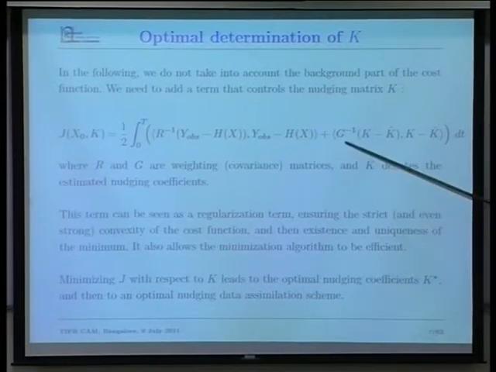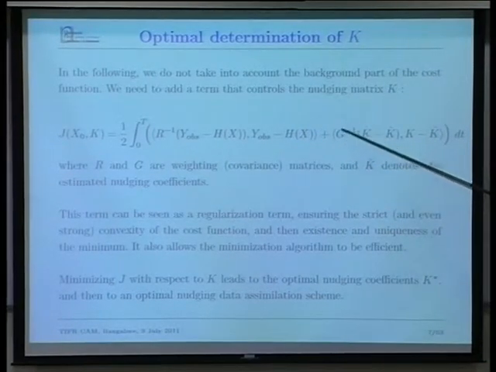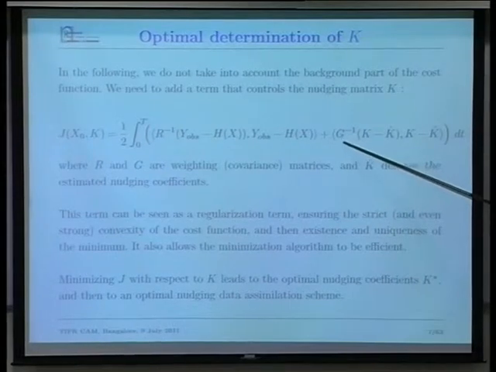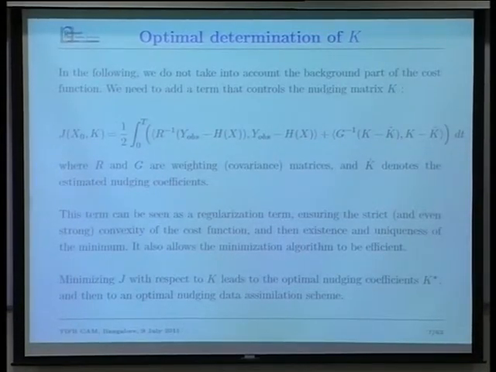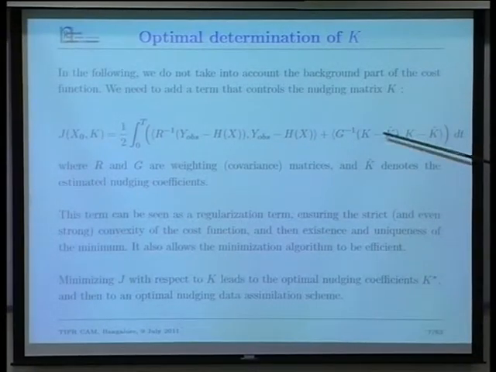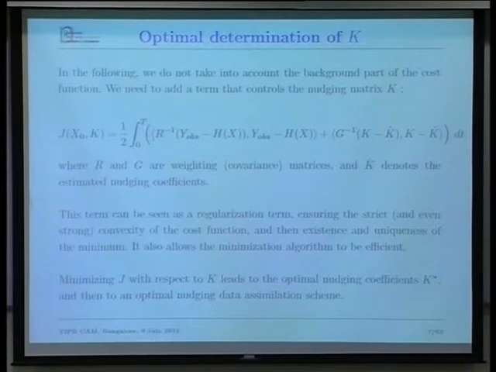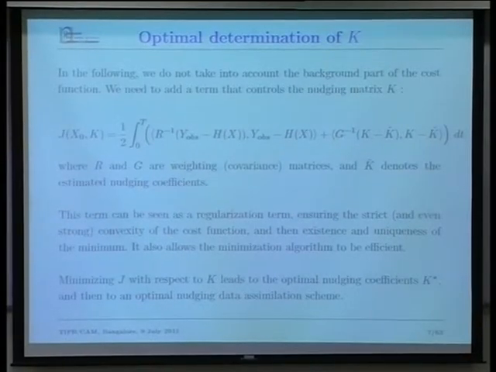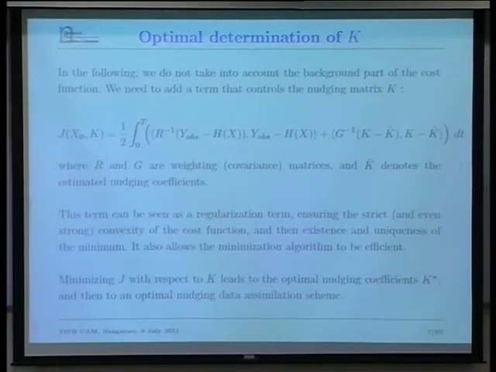Well, yes, you need probably to have something large enough here. Yes. But then probably for the standard 4D-Var, the cost function is never convex. So it will be probably the same here. So if you minimize J with respect to x naught, you find the best possible initial condition. And if you minimize with respect to K, you would find the optimal nudging coefficient.